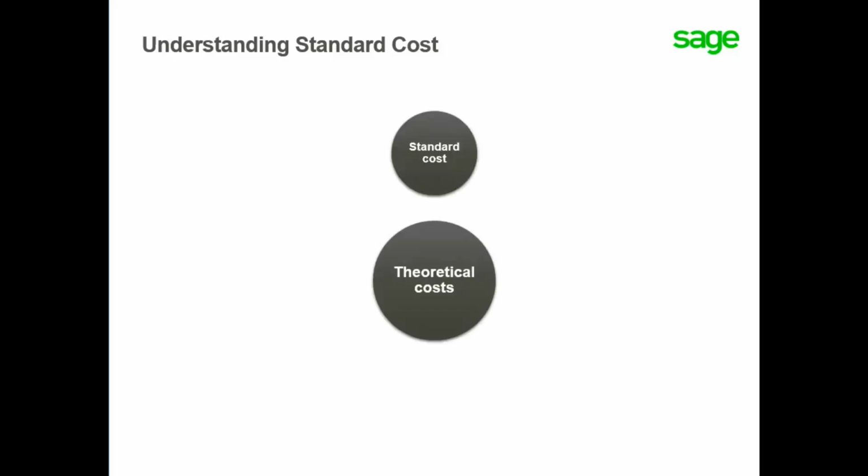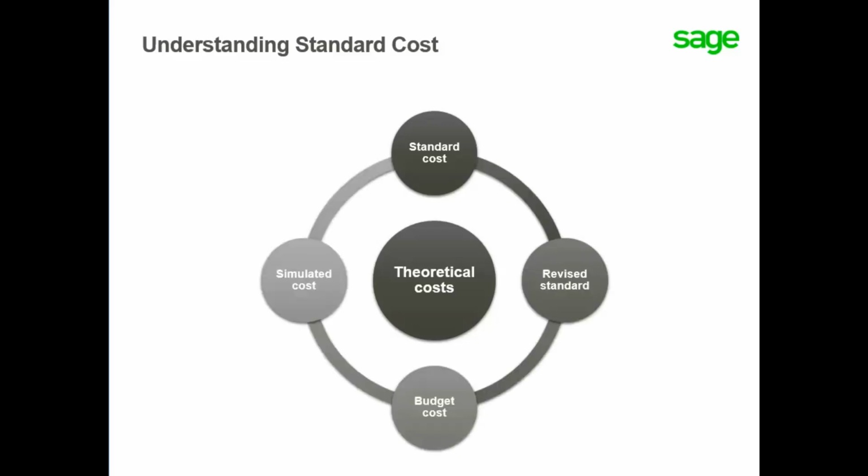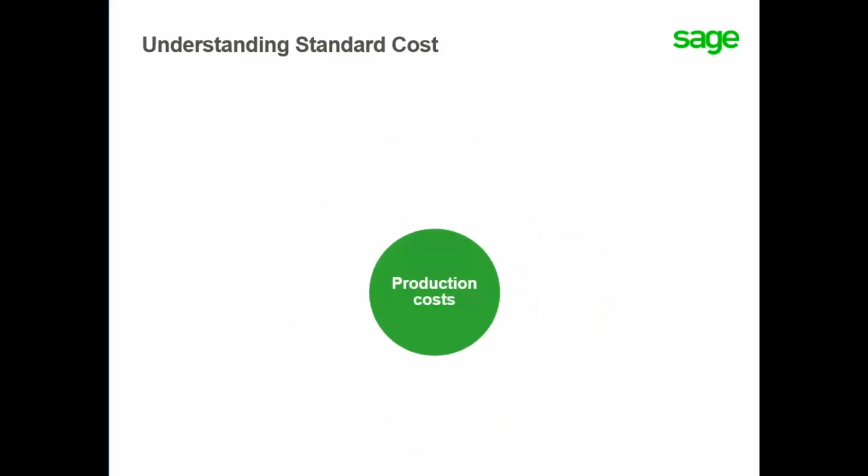It's important to understand how standard costs are used when creating work orders and during the manufacturing process. Standard costs are basically theoretical costs. The standard cost, the revised standard, the budgeted cost, and the simulated cost are all theoretical. They are all records entered and calculated by the user before manufacturing or production begins. These costs represent, in theory, what the cost of manufacturing a particular product would be if that manufacturing took place in a perfect environment. Production costs are somewhat different.